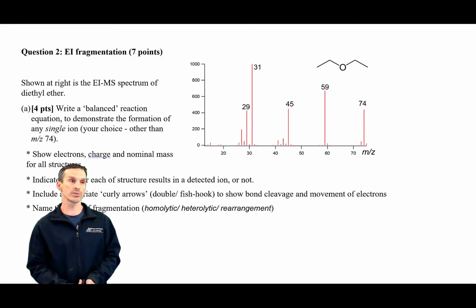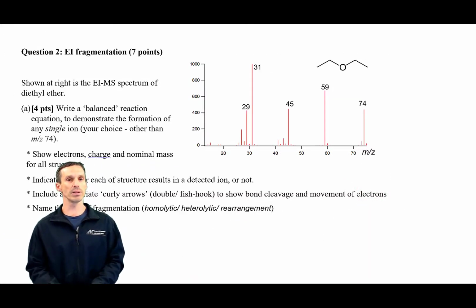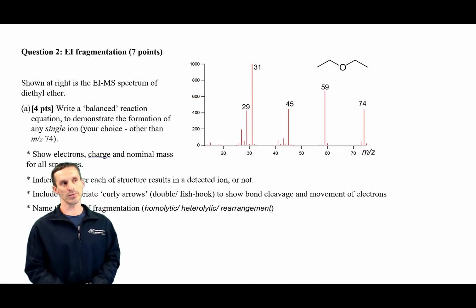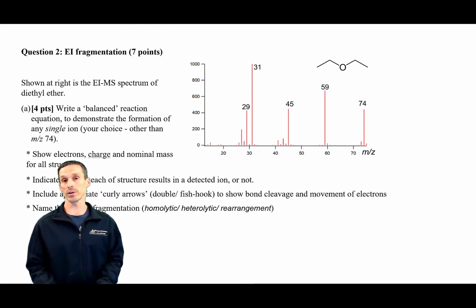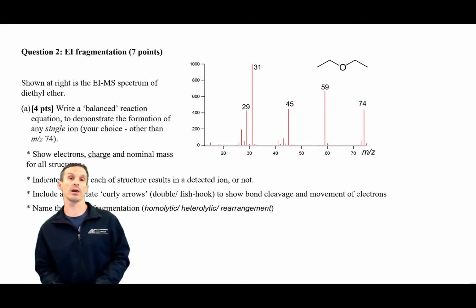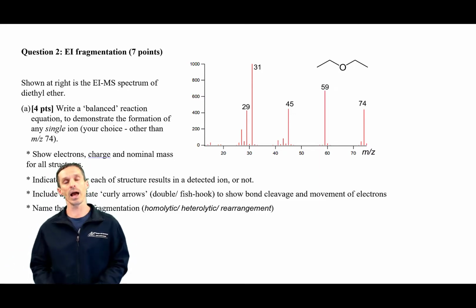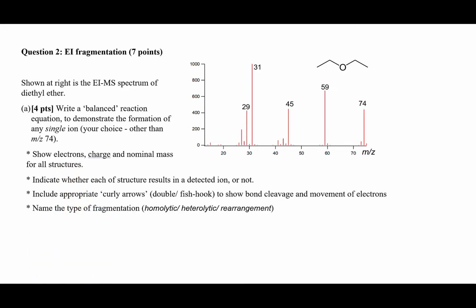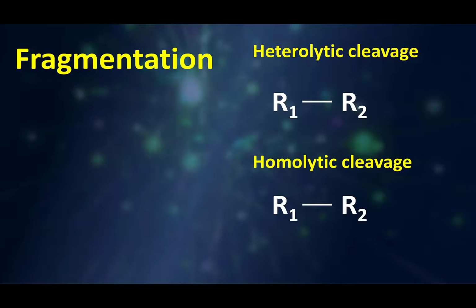All right, so we're going to switch gears here to question 2, a completely different application. We're dealing with EI fragmentation, specifically for the compound diethyl ether, and we're trying to interpret the fragmentation pattern. In this question, you're reminded it's more like organic chemistry, where we're asked to draw a reaction scheme for one of the products, and to talk about whether it's homolytic cleavage or things like that. Hey, we've done that before as well.